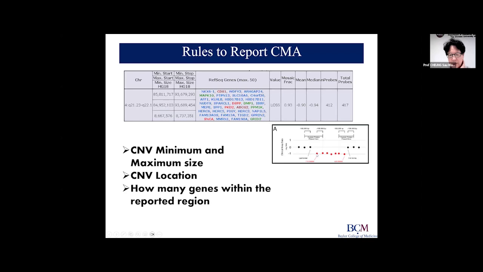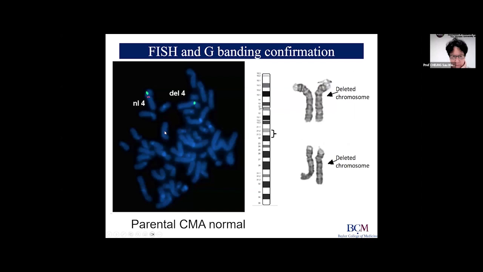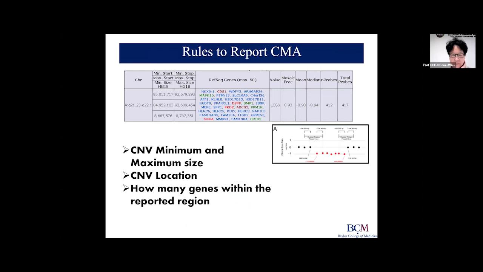And as I mentioned earlier, when we report the CNV, we report the minimum and maximum size. From here to here is the minimum size, and from here to here is the maximum size, because we don't know exactly where the breakpoint of the deletion is. So in our report, we indicate the minimum and maximum size and the CNV location. This is the location, and how many genes are within the reported region, and we print out all these disease genes.